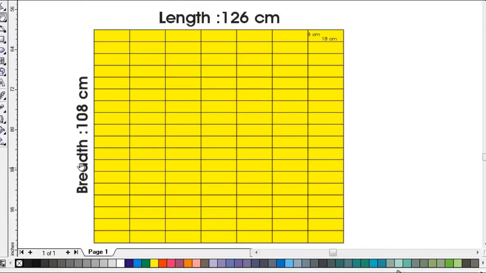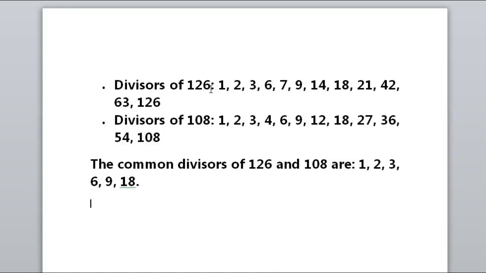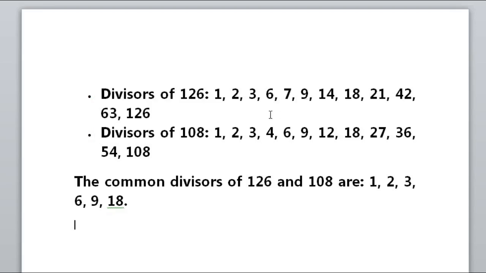To find these, we need to list the divisors of both numbers. Now, divisors of 126 are 1, 2, 3, 6, 7, 9, 14, 18, 21, 42, 63, and 126 itself. Divisors of 108 are 1, 2, 3, 4, 6, 9, 12, 18, 27, 36, 54, and 108. The common divisors of 126 and 108 are 1, 2, 3, 6, 9, and 18.